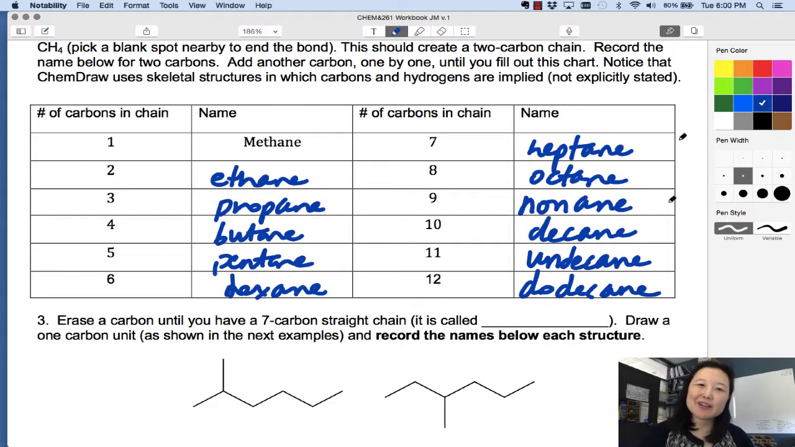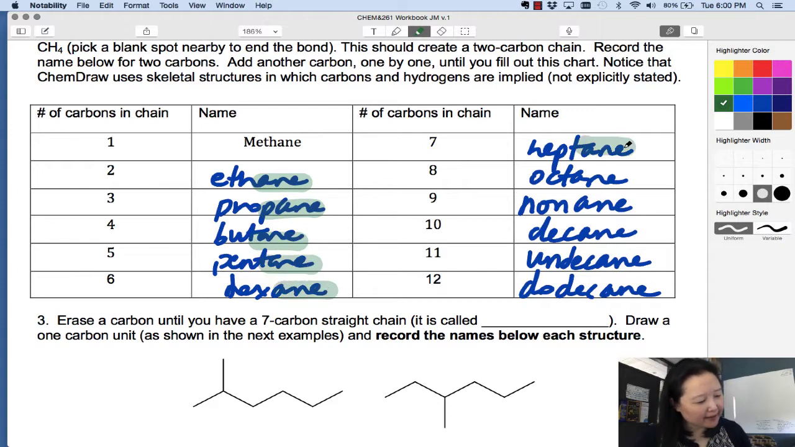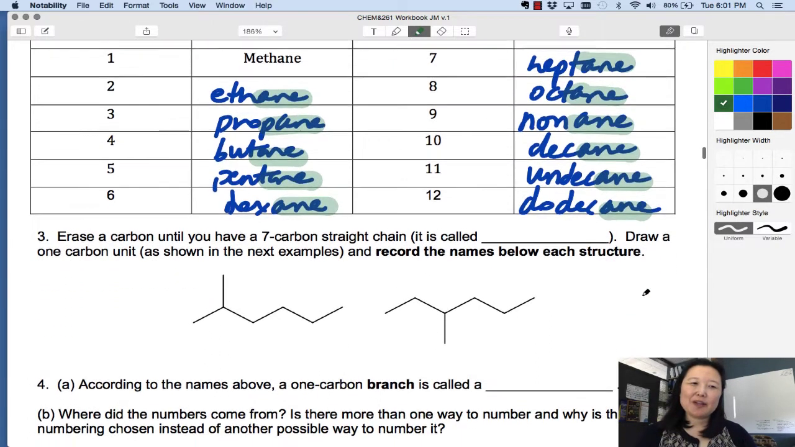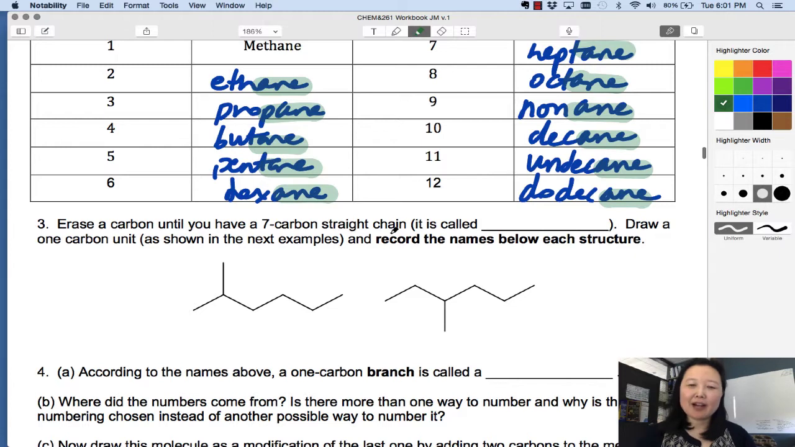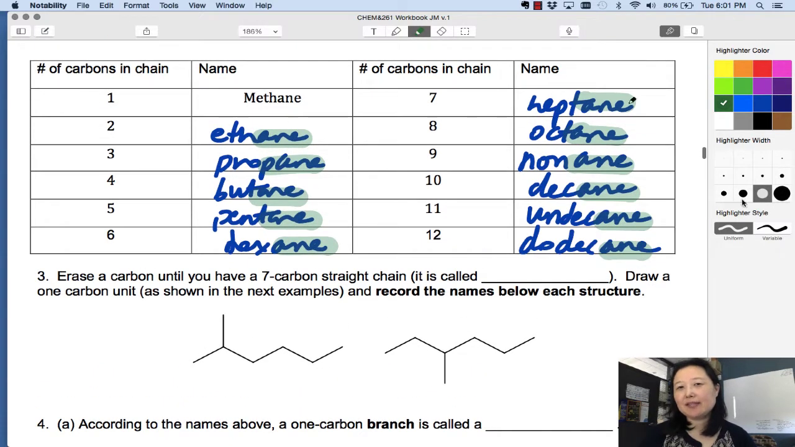What I want you to notice is that the ending of all of these is ane. Ane is for an alkane, so these are assuming that they're all single bonds and there's no double bond or triple bond in these. All right, so if you have a 7-carbon straight chain, then what would you call it? Using this chart, it would be called a heptane.